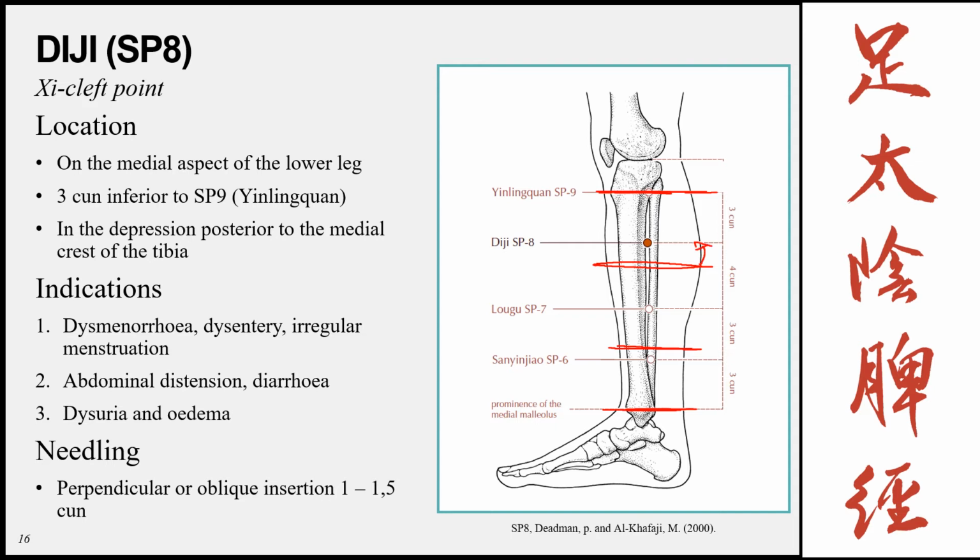This point is used for dysmenorrhea, dysentery, irregular menstruation. It can also be used for abdominal distension and diarrhea. And thirdly, for dysuria or edema. Our insertion is perpendicular or oblique insertion, 1 to 1.5 tsun.